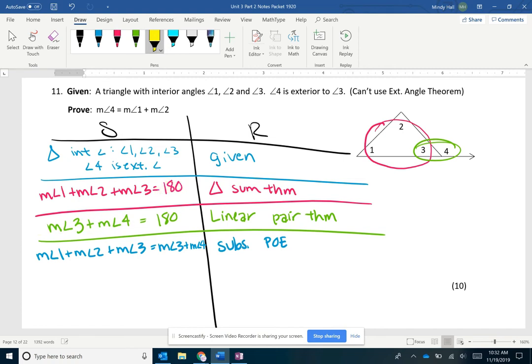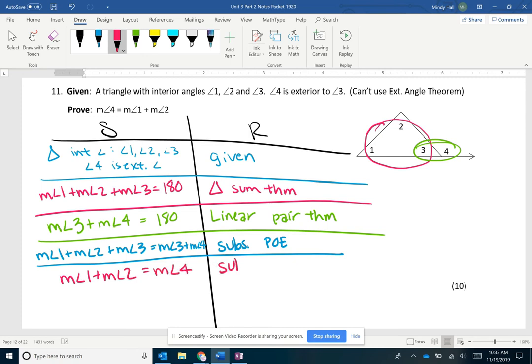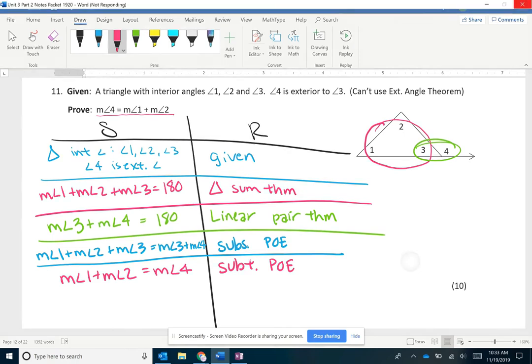So then, after doing that, we have the measure of angle 3 on both sides, and so we can subtract it, which would give us measure of angle 1 plus measure of angle 2 equals the measure of angle 4. And even though it's kind of flip-flop from how they wrote the proof, some people would be really picky. I'm not very picky. It's fine. You can just leave it. Okay? All right. So then, there it goes.